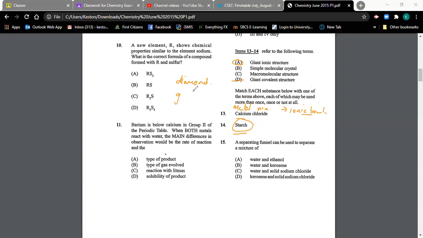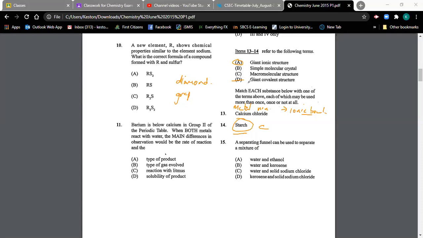Yep, Jaden has it. Very good, Jaden. Starch is a macromolecular structure. Simple molecular would be like ammonium chloride, weak bonding. Diamond would be a macromolecular structure. A giant ionic is like sodium chloride, calcium chloride, any salts. So a metal with any of the non-metals will give you a giant ionic.